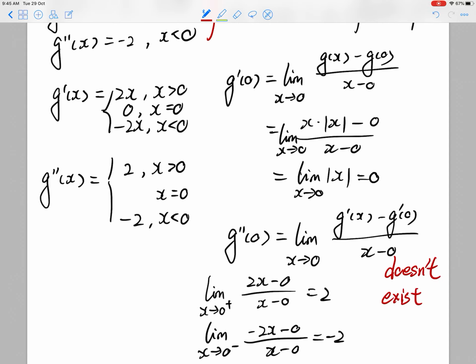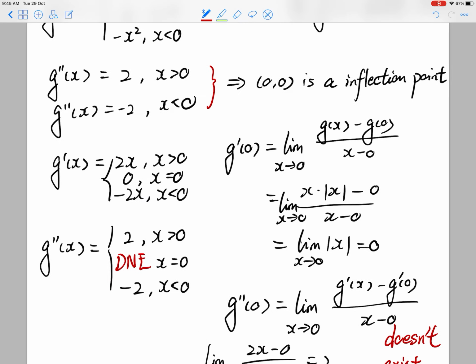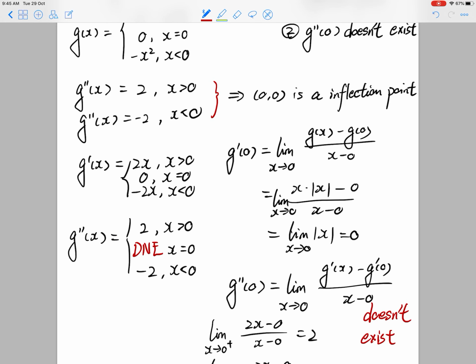Okay, so the second order derivative does not exist at point 0. But this point (0, 0) is still an inflection point.